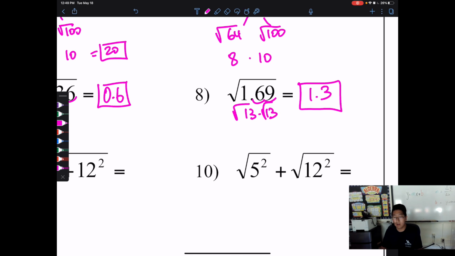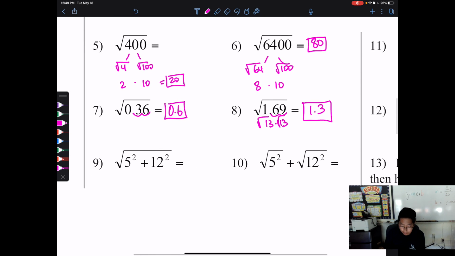All right. Okay, we're almost done. We got a couple more. Number 9 and number 10. Look at these two right here, right? They look very similar, but they're different. In the first one, right, you can notice that they're both under the same square root. And in number 10, they're split.